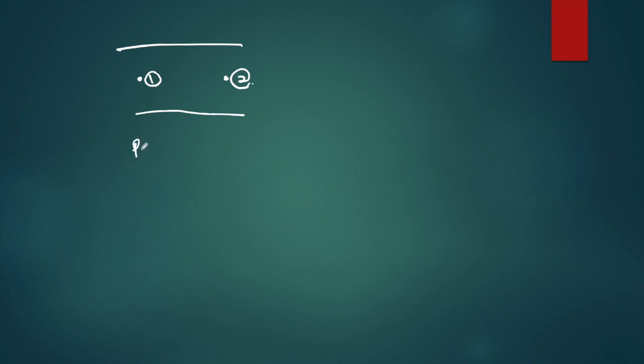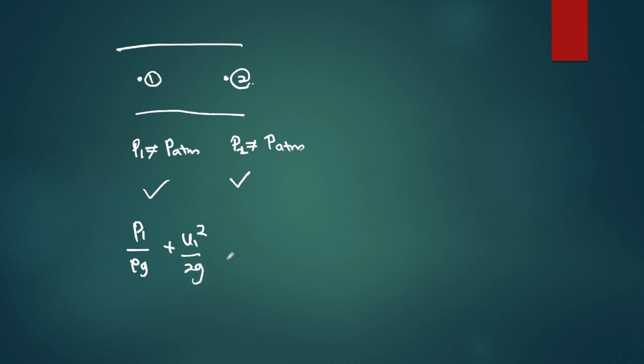So at this point, P1 cannot be PATM, because P1 is not exposed to the atmosphere, therefore it is not PATM. And it will be the same for P2: P2 will not be PATM. So P1 and P2 both have values. Then you will not remove any of the pressure terms in Bernoulli's equation. So U1 square over 2g. Remember, I only focus on the pressure energy. After this, I will focus on kinetic energy.